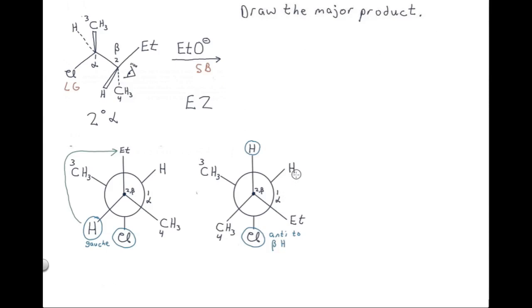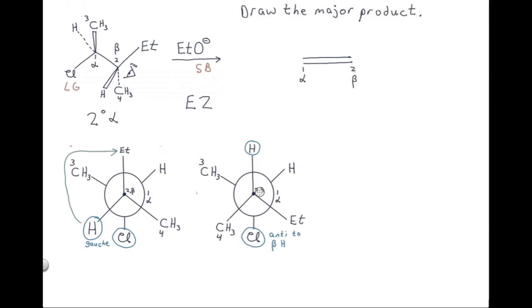Since we're using a Newman projection, I won't try to draw the electron pushing arrows. I'll just go straight to the product. I know that an E2 mechanism creates an alkene product with a carbon-carbon double bond. And that carbon-carbon double bond should be between the alpha and beta carbons, between carbon 1, which is our alpha carbon, and carbon 2, which is our beta carbon.